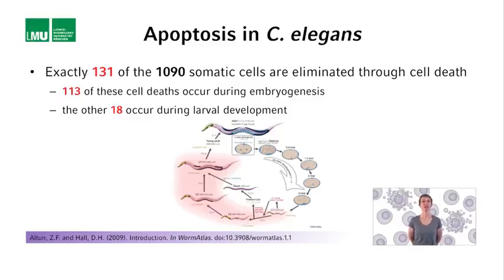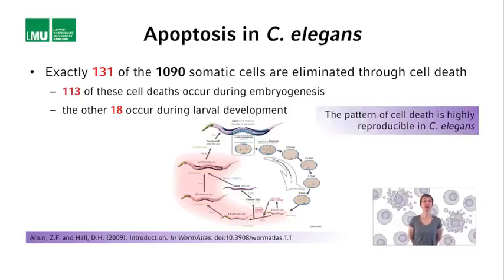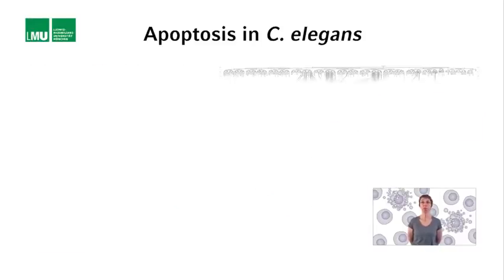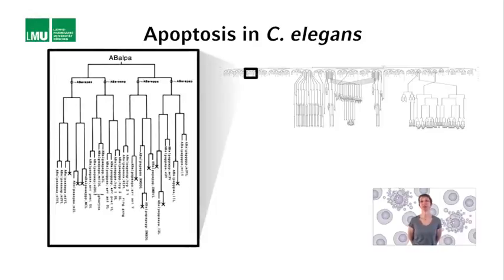And just like the entire C. elegans cell lineage, the pattern of cell death is highly reproducible from animal to animal. To show you this, here is a blow-up of part of the embryonic lineage. What you can see is that for a number of cells, there is an X at the end of the line. This indicates a cell death. It is always the same cells that die at the same time and at the same place. The pattern of cell death in C. elegans is highly reproducible.